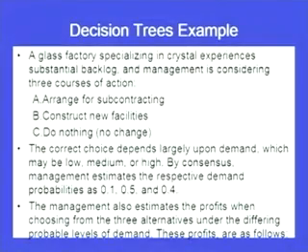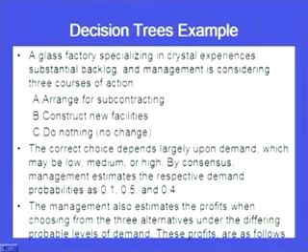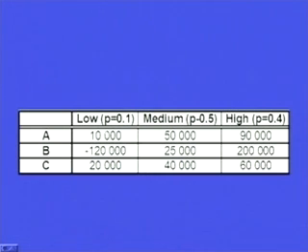So, 3 alternatives are already there on your screen, that is arrange for subcontracting, construct new facilities or do nothing. So, what are the profits that management sees? The profits are for low level of demand, which was there in the screen. You can say the demand can be low, medium or high. So, for low demand probability 0.1, alternative A will give this much of profit, alternative B will result in a loss, and alternative C will give this much of profit.